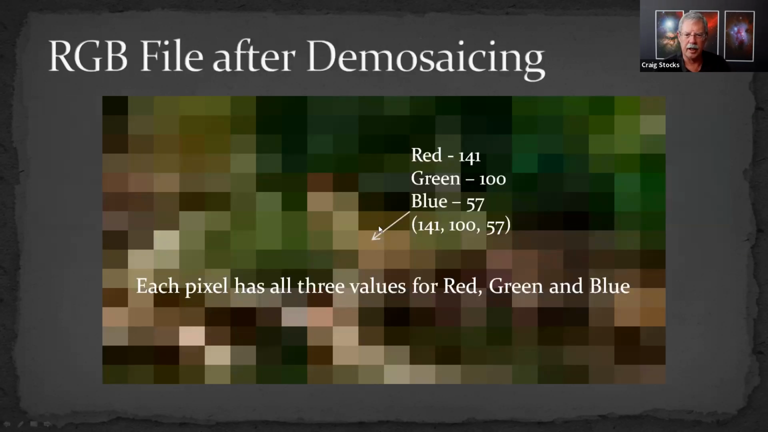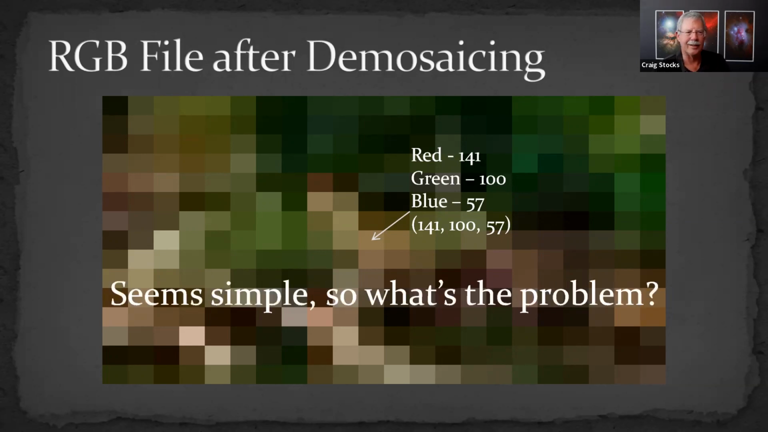So after demosaicing, every pixel then has a red, a green, and a blue. And usually we would combine them into a triad to say this pixel, for instance, is 141 red, 100 green, and 57 blue. And you'll frequently see it written this way. So it seems simple. Why is it complicated?